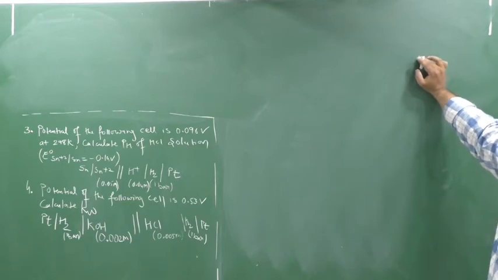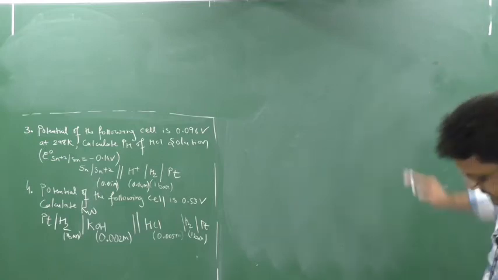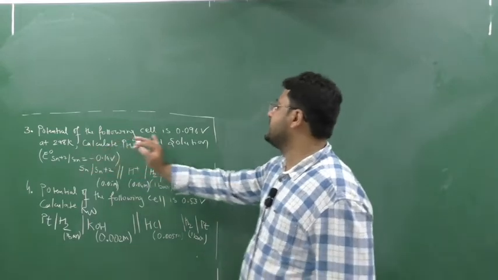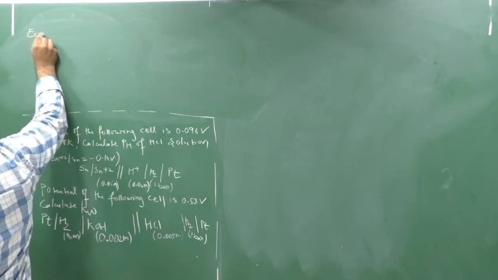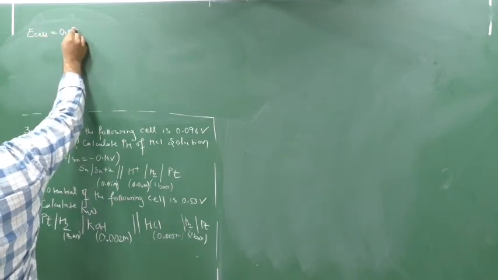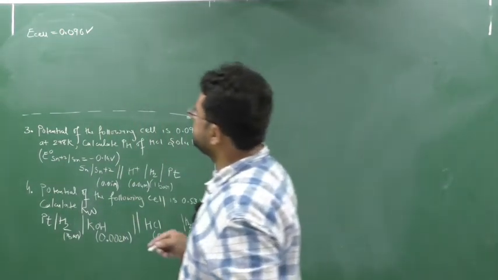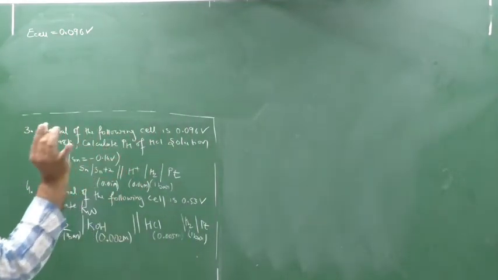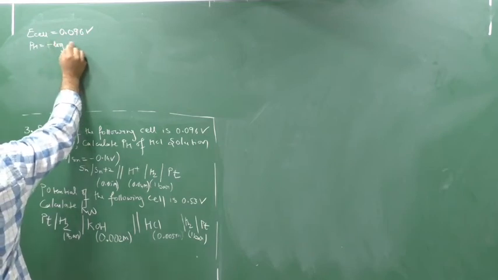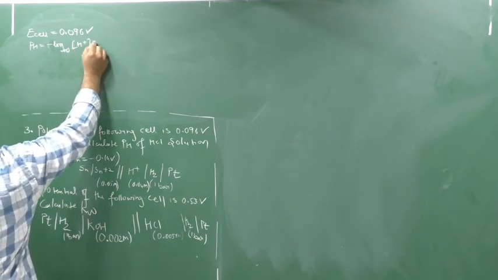Now see, problem number 3 is also a similar problem, like the second one on pH. Problem number 3 says potential of the following cell. Again they have not given the standard potential. They have told the potential of the following cell, so E cell equal to 0.096 volt. Calculate the pH of HCl solution. Instead of HCl here they could say H plus also. But pH only means minus log to the base 10 concentration of H plus. That itself you have to solve.